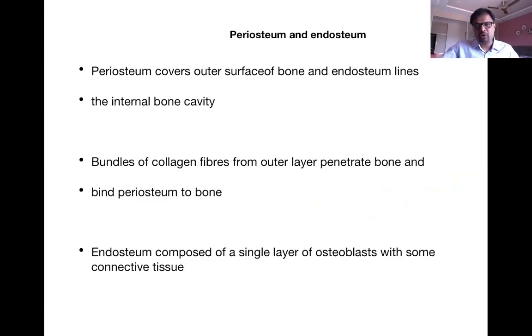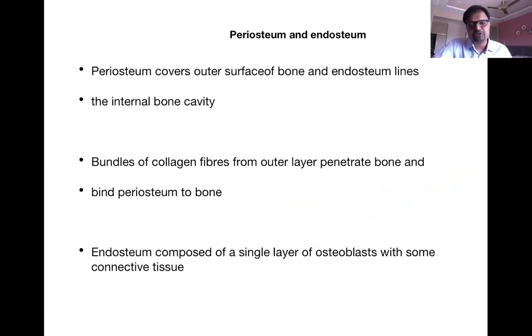The entire bone surface all through is covered by something called the periosteum. The layer or membrane that covers the bone on the outside is known as periosteum. It's like, for example, you take your mobile phone and get it laminated. This lamination is nothing but a periosteum.